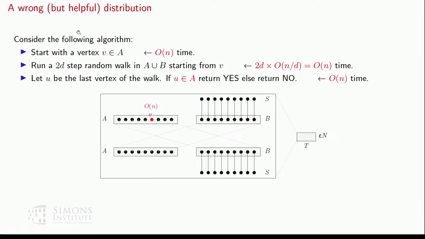So the random walk algorithm starts with a vertex in A. So we pick a vertex in A. Again, this can be done in order n time. So that's OK. And then what we do is we want to pick a random neighbor in B.